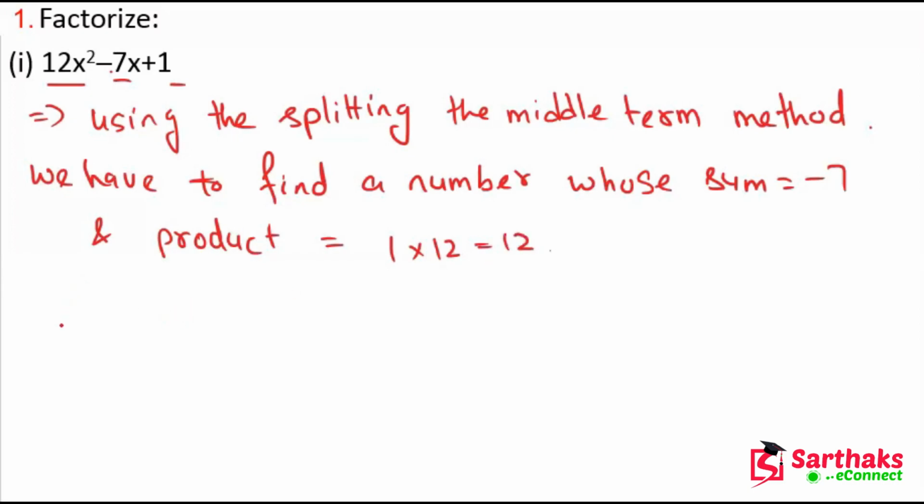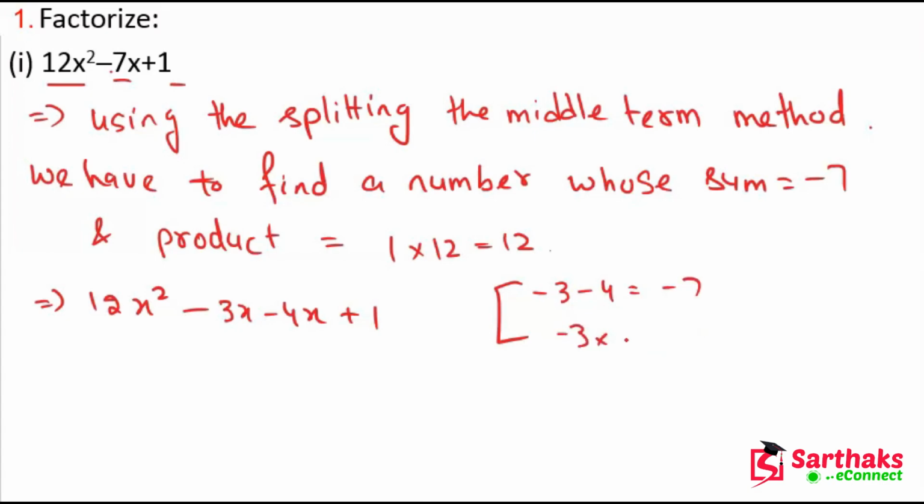So here we have 12x square minus, and now we have to split minus 7x, so we can split it as minus 3x minus 4x plus 1. Now in this case you can see that minus 3 and minus 4 give minus 7, and minus 3 into minus 4 gives 12. So these two conditions are satisfied.